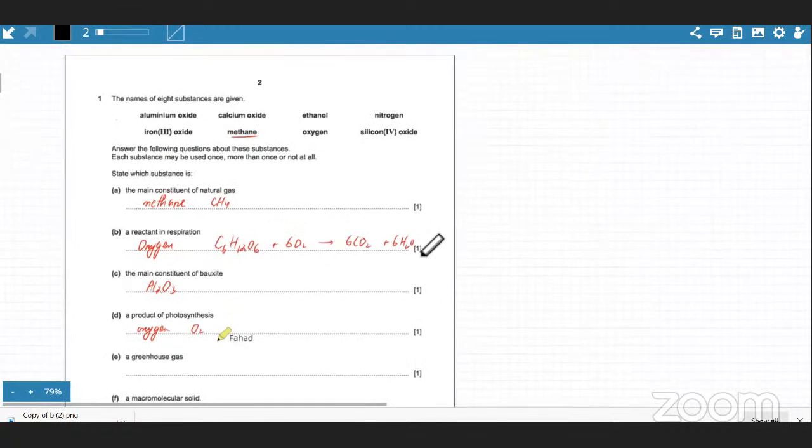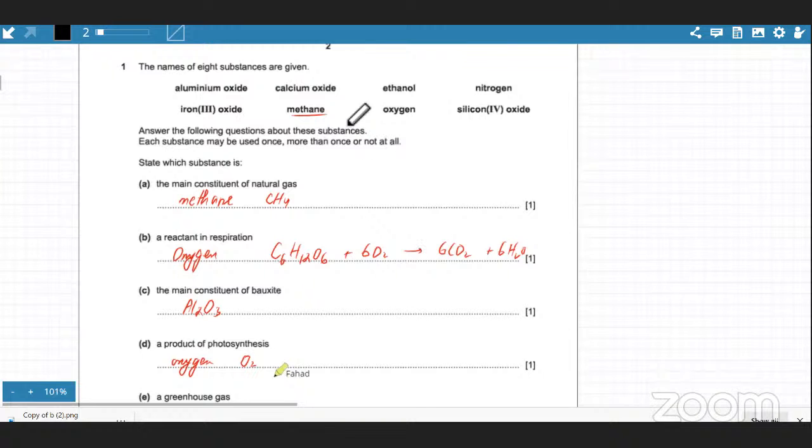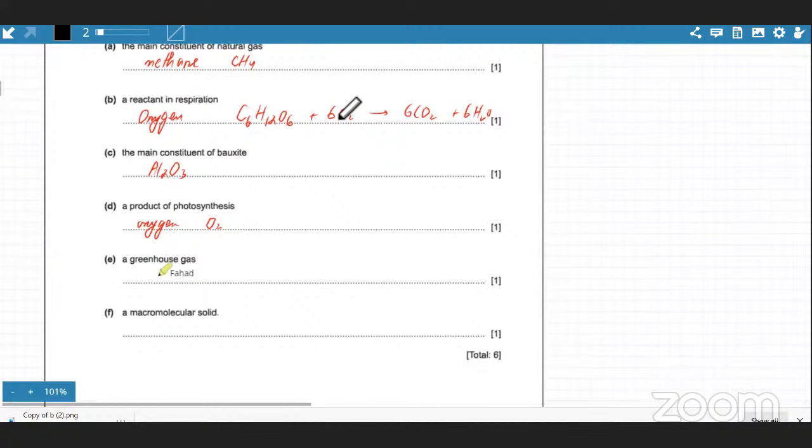And the next part is a greenhouse gas. A greenhouse gas is one that causes global warming. Methane is your greenhouse gas. It absorbs a lot of heat that leads to the melting of glaciers, unpredictable weather patterns and the rising of sea levels. So methane gas is one key component of greenhouse gases. Carbon dioxide is another one. So it's CH4 or methane.